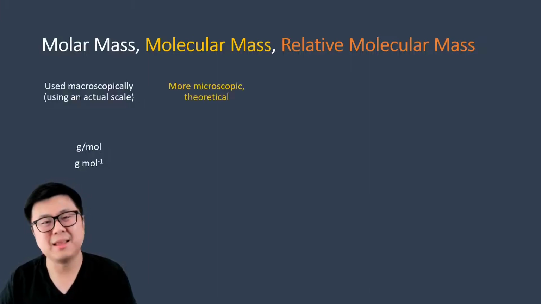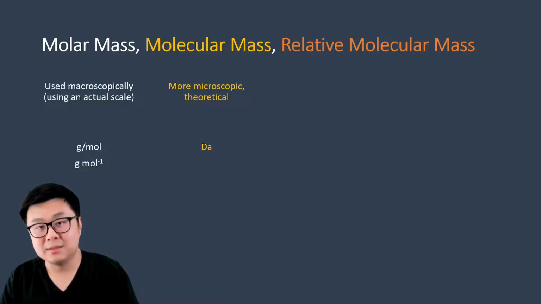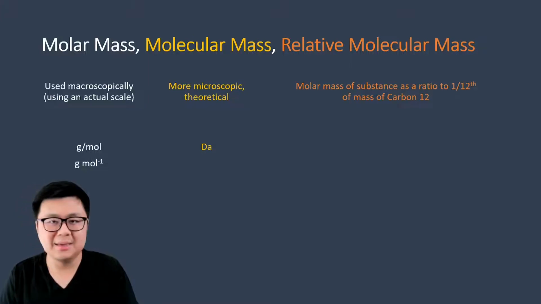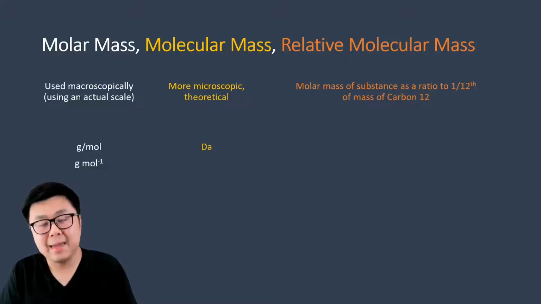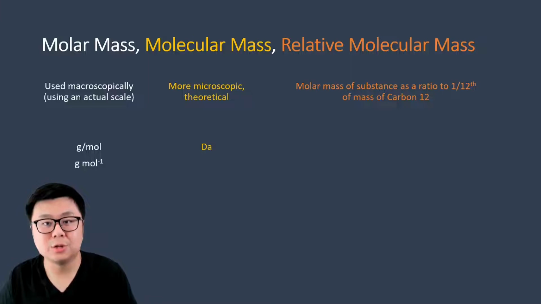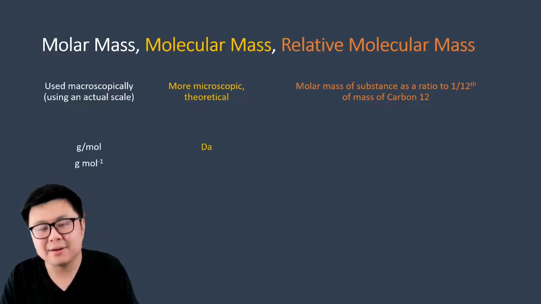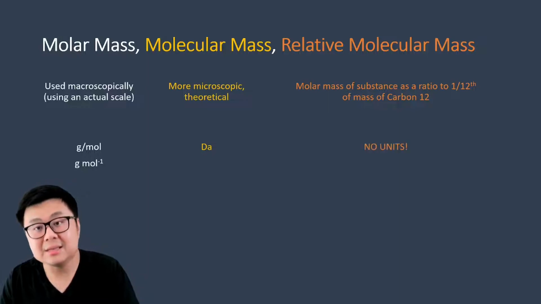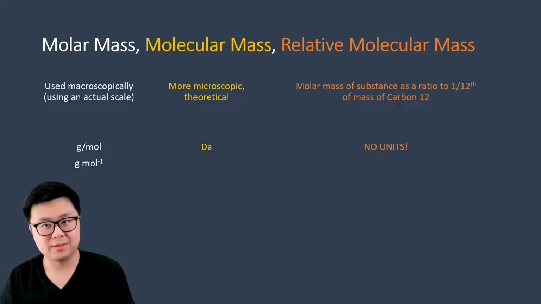The middle one here, the molecular mass, that's probably the least important of the 3. This one is just implying that you've theoretically calculated it, and the units is Daltons, but whatever. The last one is relative molecular mass, and this one's pretty big in IB. Again, it's the same thing as molar mass, except now the mass that we have is used as a ratio to 1/12 of carbon-12. Whatever that means, it doesn't matter. The number is the same. The key thing is there's no units for relative molecular mass.